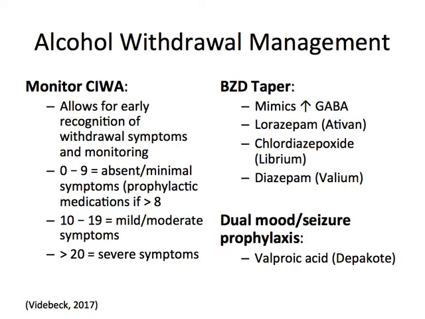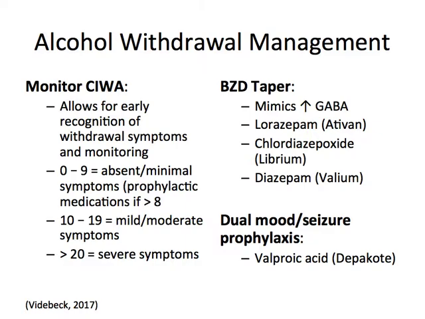Alcohol withdrawal management involves monitoring CIWA, a benzodiazepine taper, and potentially a dual mood and seizure prophylactic drug. The CIWA scale allows for early recognition of withdrawal symptoms and monitoring. A score of 0 to 9 indicates absent or minimal symptoms. Usually prophylactic medications are given if the CIWA score is greater than 8. A score of 10 to 19 indicates mild or moderate symptoms, and a score greater than 20 indicates severe symptoms.